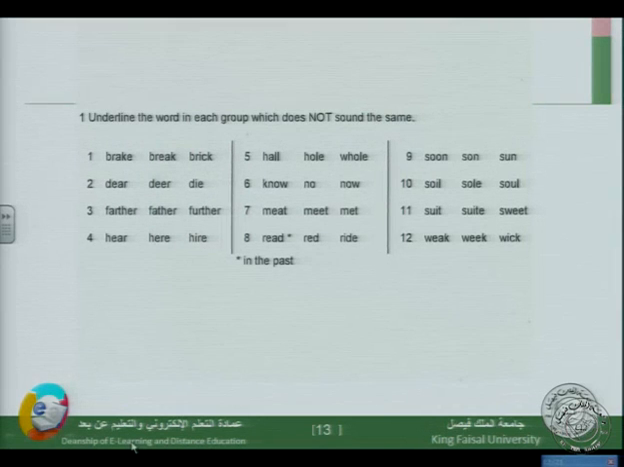And here we have another interesting exercise. Underline the word in each group which does not sound the same. There is a word that sounds different. Break, break, break. Deer, deer, die. Father, father, further. Here, here, higher. Hole, hole, hole. No, no, now. Meet, meet, met. Number 7, you need to circle the one which sounds different.